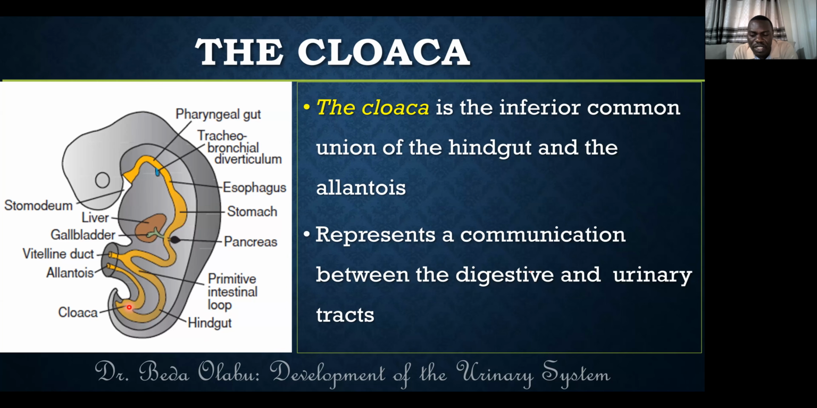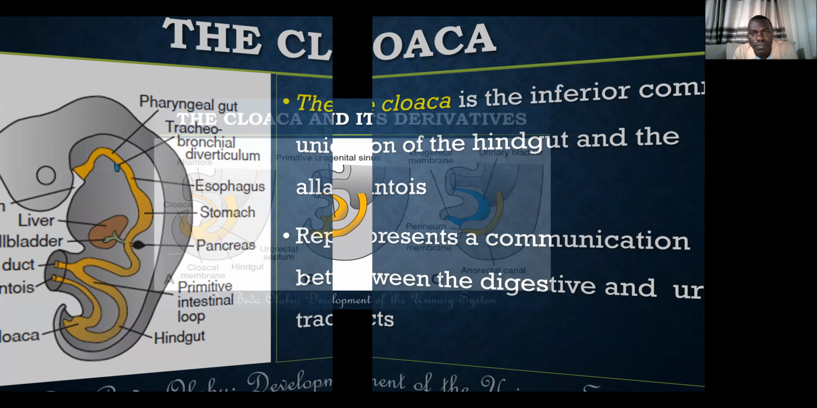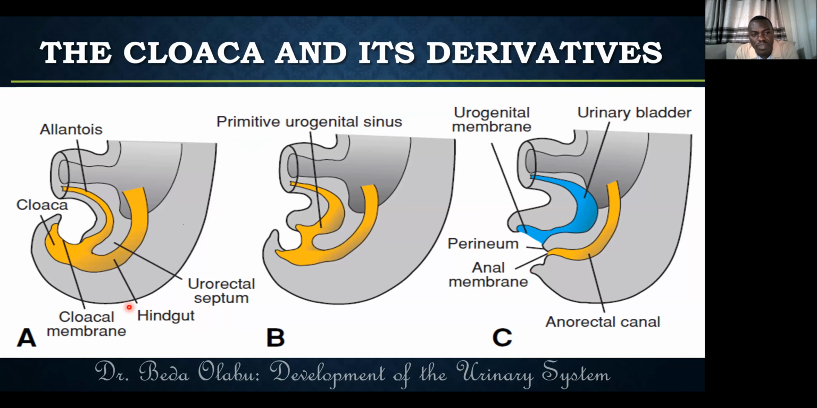The cloaca is partitioned. So the cloaca undergoes partitioning. There's a tissue of mesenchyme that splits the cloaca in a coronal section into two. This is the tissue, we call it urorectal septum. And we see it here going down to split the cloaca. And here it has split the cloaca completely into two.